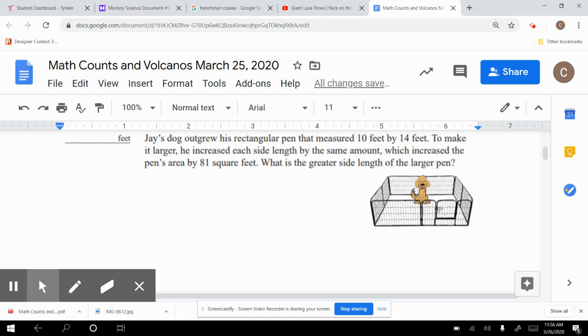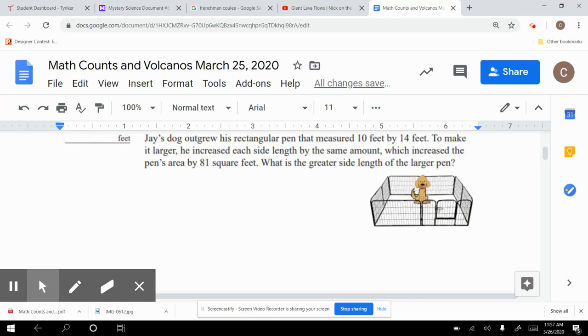It says that Jay's dog outgrew his rectangular pen that measured 10 feet by 14 feet. To make it larger, he increased each side length by the same amount, which increased the pen's area by 81 square feet. What is the greater side length of the larger pen?